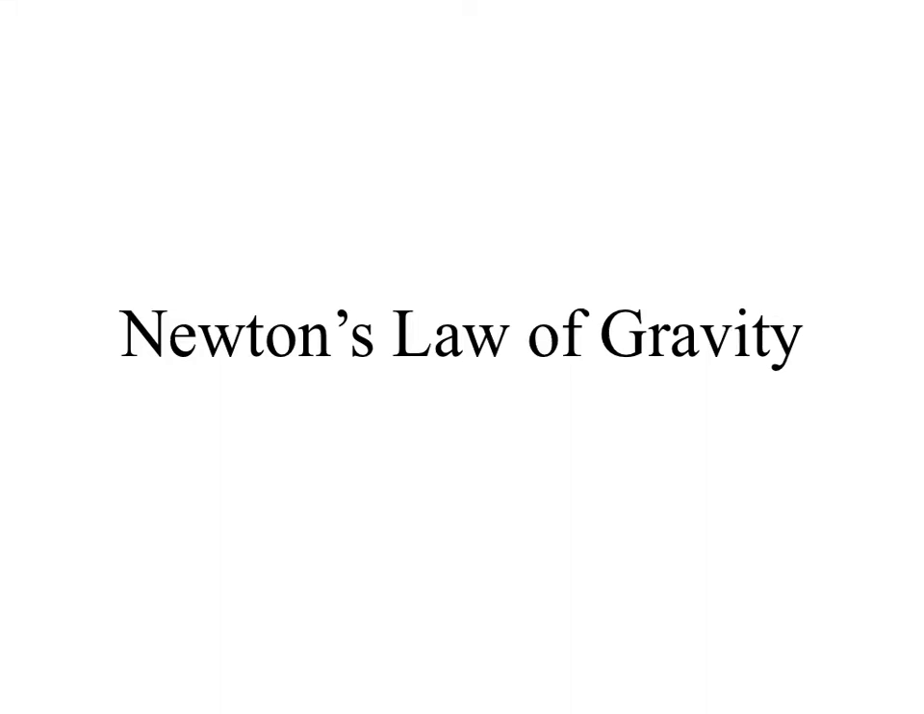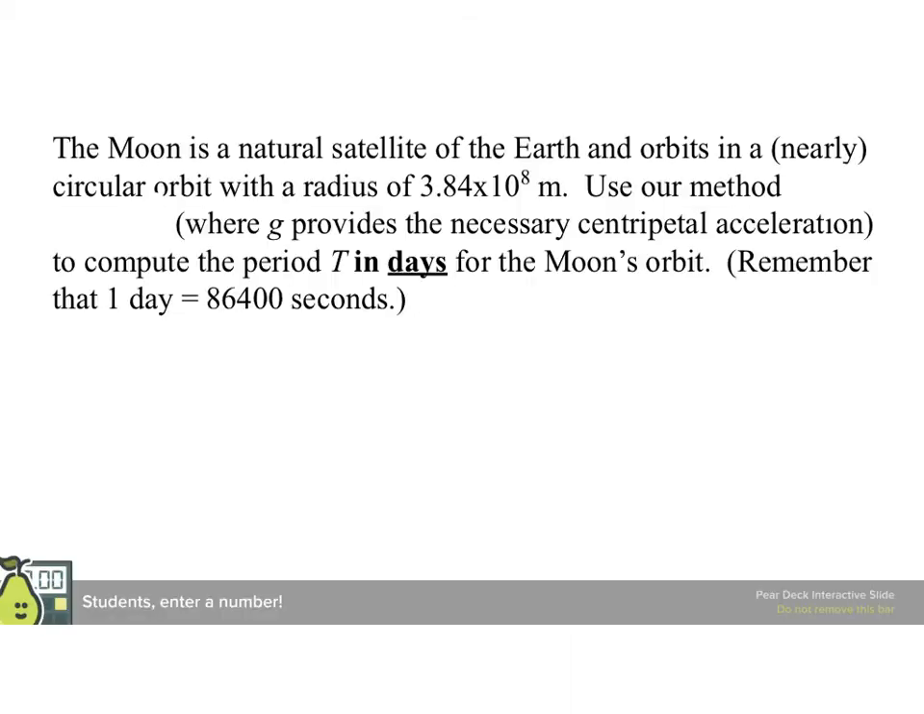Our next topic is something called Newton's law of gravity. You might think we've already talked about gravity, but we're going to do it for astronomical objects rather than just for things near the surface of the Earth. The Moon is a natural satellite of the Earth and orbits in a nearly circular orbit with a radius of 3.84 times 10 to the 8 meters. Use our method where g provides the necessary centripetal acceleration to compute the period T in days for the Moon's orbit, remembering that one day is 86,400 seconds.